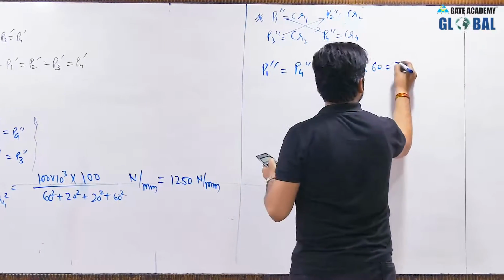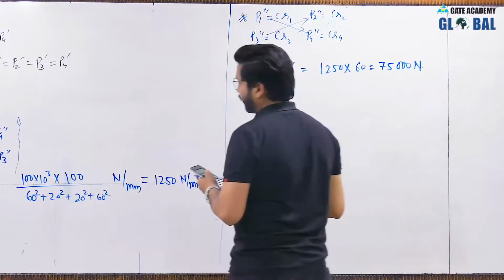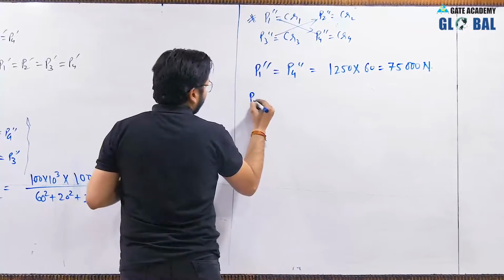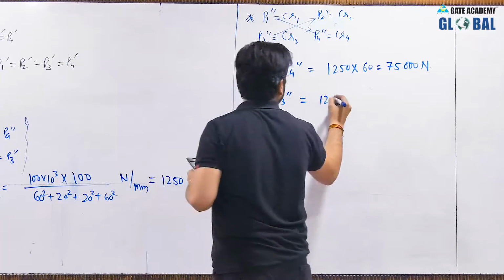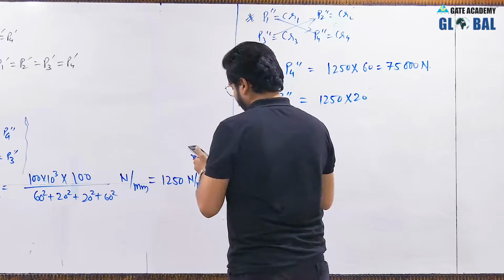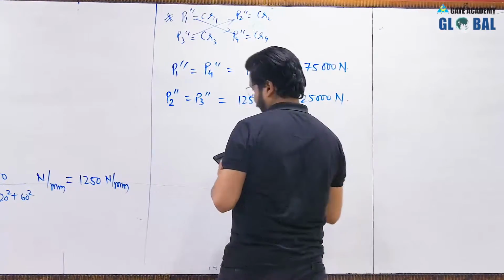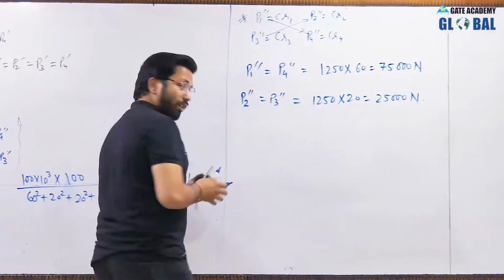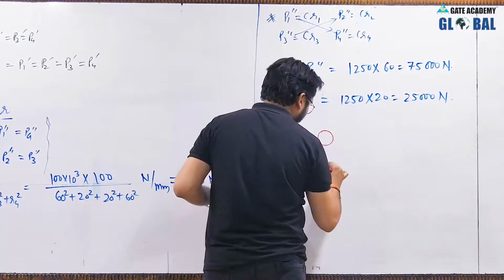So this is coming out to be 75,000 Newton. P2 double dash and P3 double dash will be the same. So this will be 1250, that is C into R, so 1250 into 20, which is 25,000 Newton. So let us draw the diagram which will represent the primary and secondary shear force.